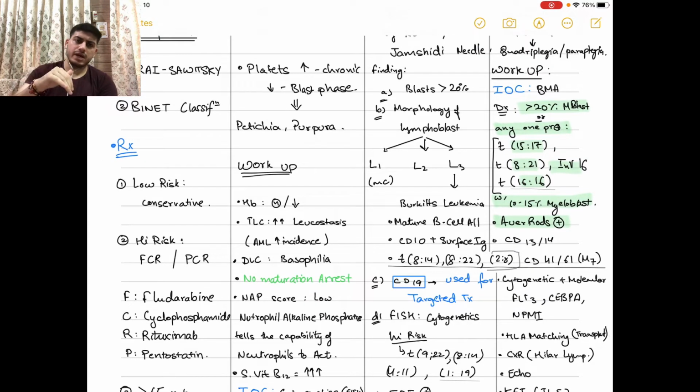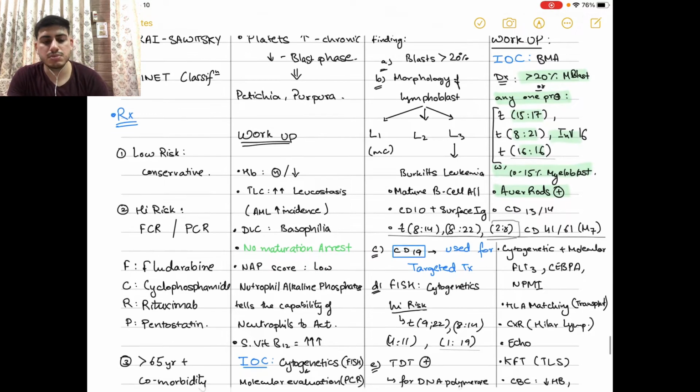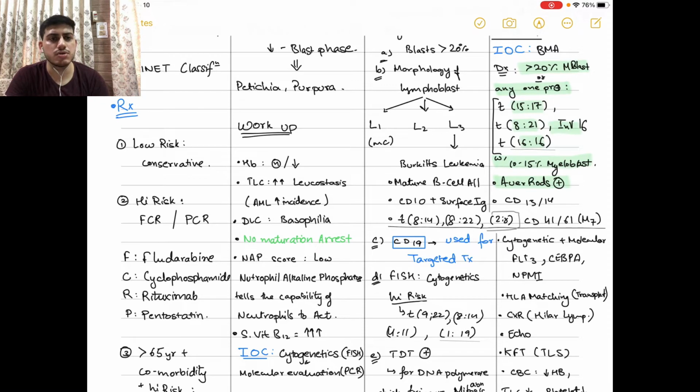Like at the earlier stages of the cancer, in chronic stages, there will be an increase of platelets, but as the disease progresses or gets worse, particularly in this disease where there is a blast crisis phase, the platelets will decrease. So symptoms will be petechiae, purpura, hematemesis and hematochezia, things like that, like bleeding.